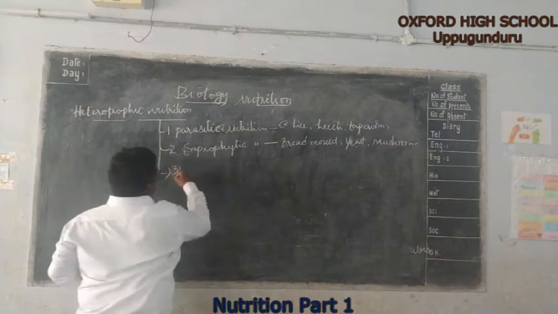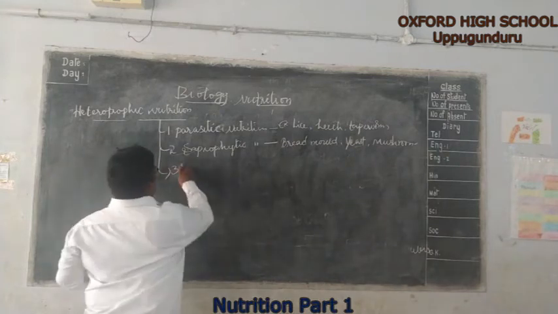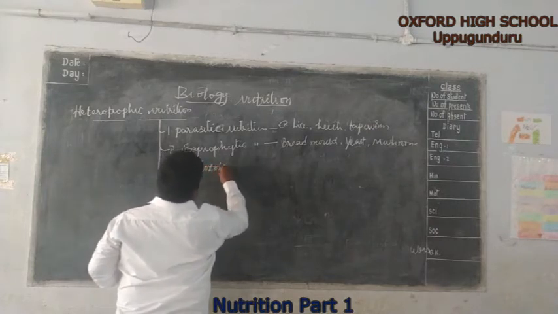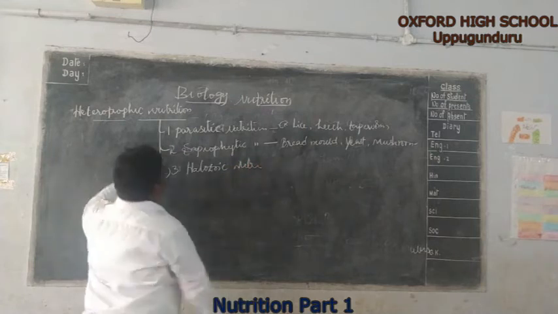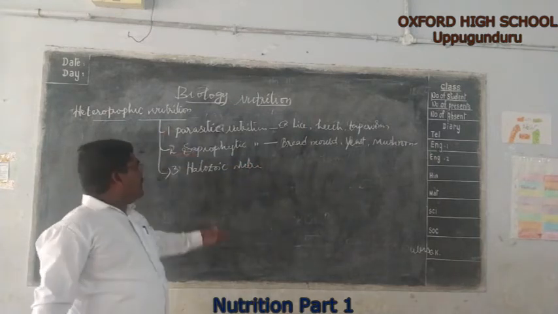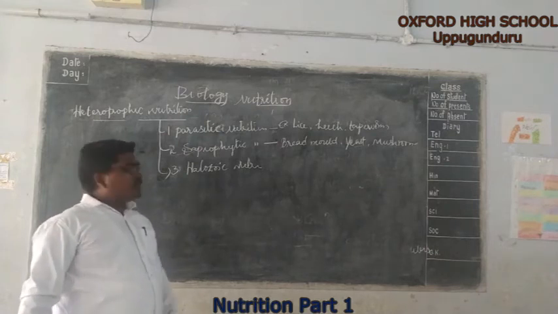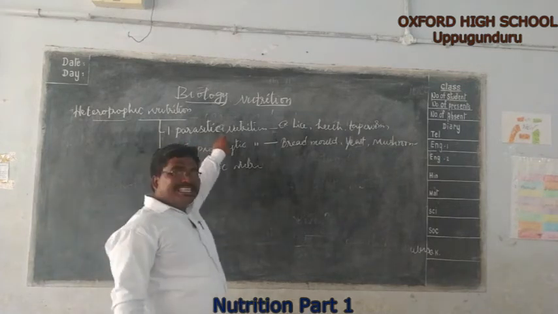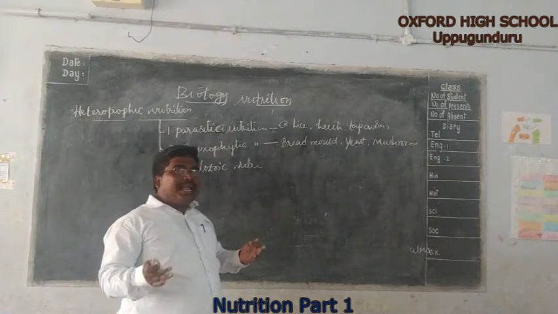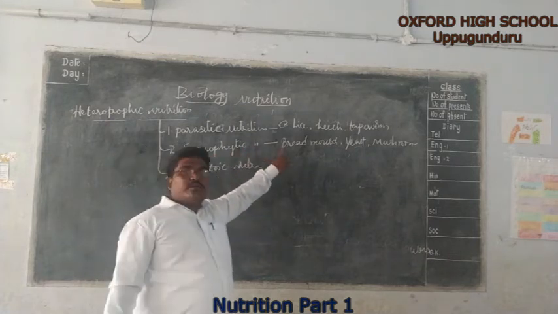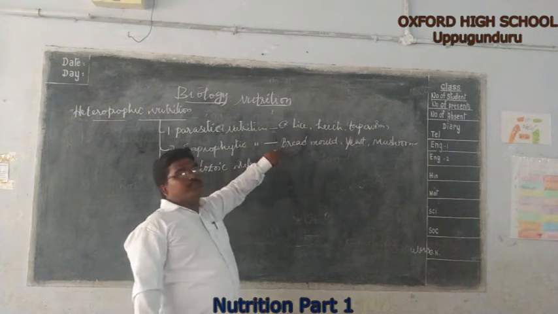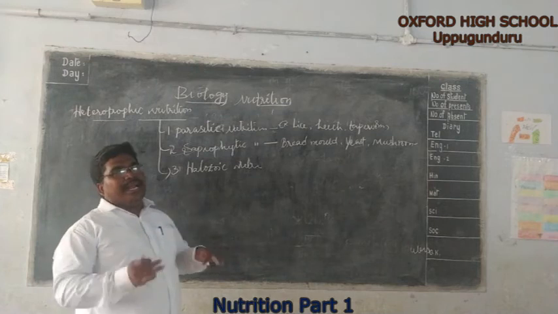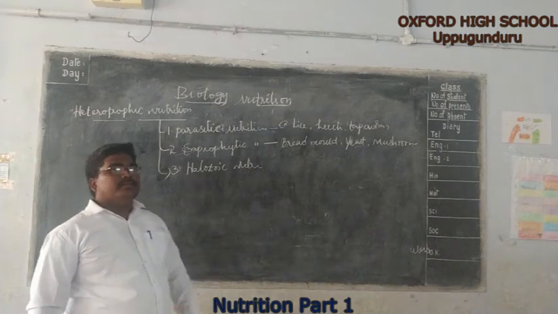Some of the organisms take the whole food materials into the body and digest it. That is holozoic nutrition. So, parasitic nutrition, saprophytic nutrition, and holozoic nutrition. These are three types of nutrition. In parasitic nutrition, the organisms get their food without killing the plants and animals. In saprophytic nutrition, they break down the food materials outside of the body and absorb into the body. In holozoic nutrition, they take the whole food into the body and digest it into several pieces.